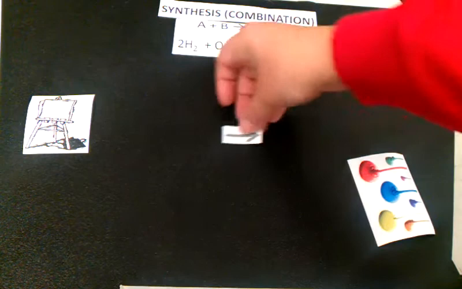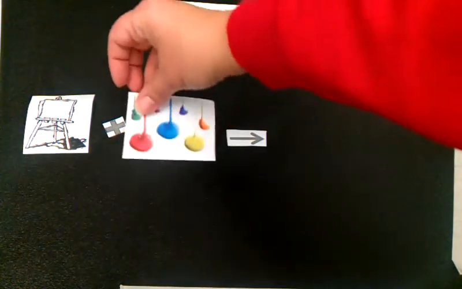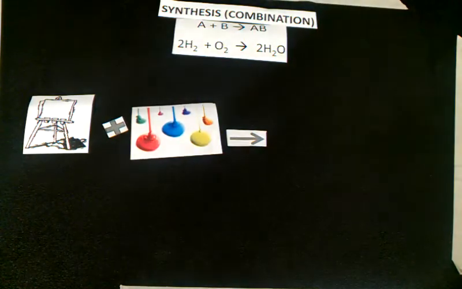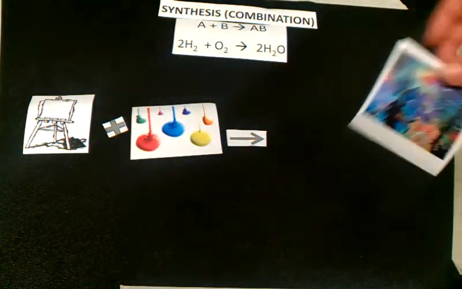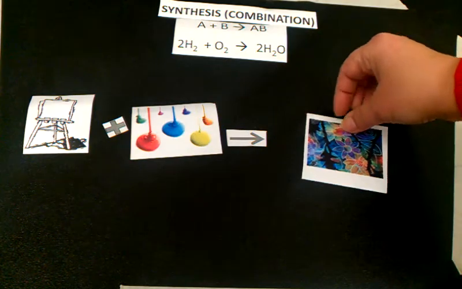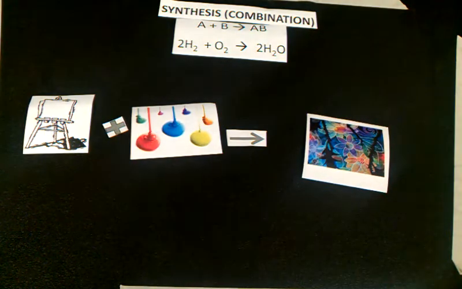Right? An example of this might be if you take something like a blank canvas and little pots of paint. Right now they're separate independent things, but we can put them together and create something new, a beautiful piece of artwork. That's sort of like a synthesis reaction, right?